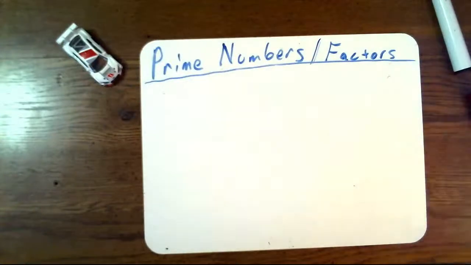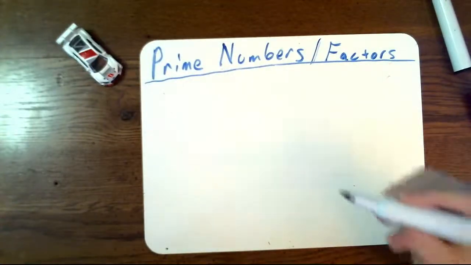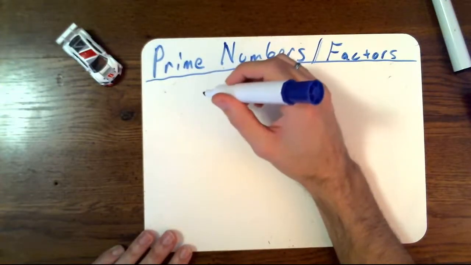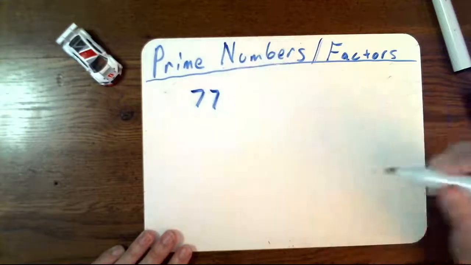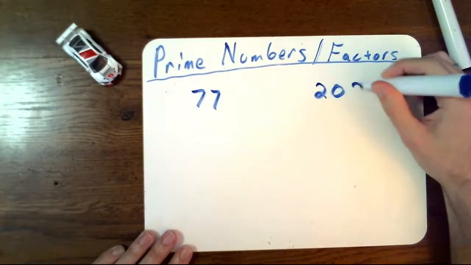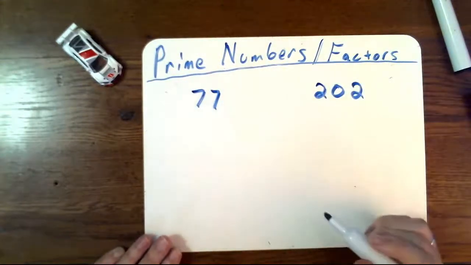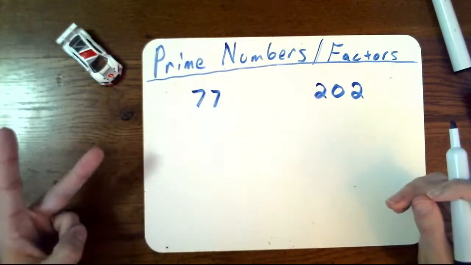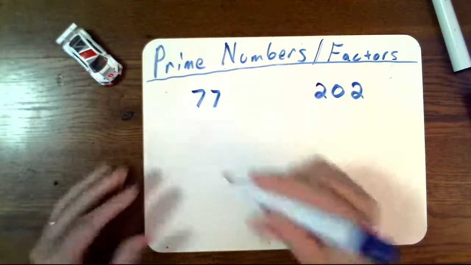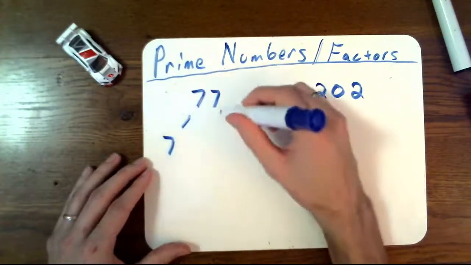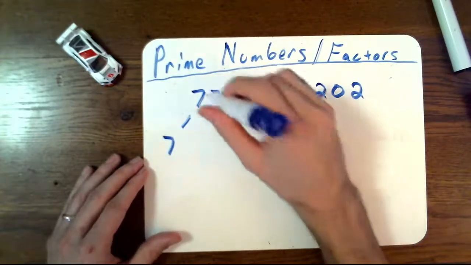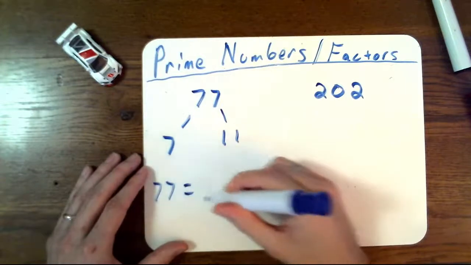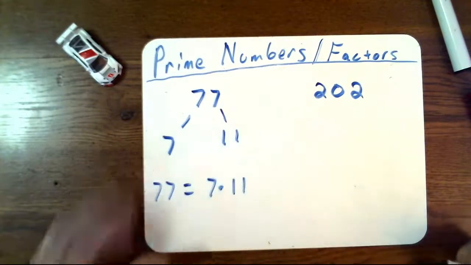And I briefly talked about prime factoring. Just to talk about prime factoring a little bit more. Let's see. 77, 202. So 77, you just want to think of what two numbers can I multiply together to get 77? Well, I know 7 is going to be one of them. And if we divide 7 out of this, we're going to get 11. So 77 in its factored form is 7 times 11.